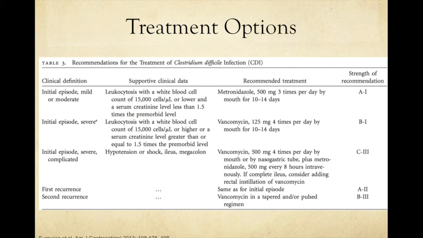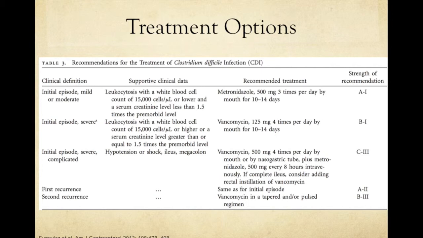By looking at this chart, it gives you a breakdown of the different treatment options that you have. So you'll notice for the initial episode, if it's mild or moderate, you're going to recommend metronidazole 500 milligrams 3 times a day for 10 to 14 days. If the patient presents with a more severe infection, at that point, you're going to administer vancomycin 125 milligrams 4 times a day by mouth for 10 to 14 days.